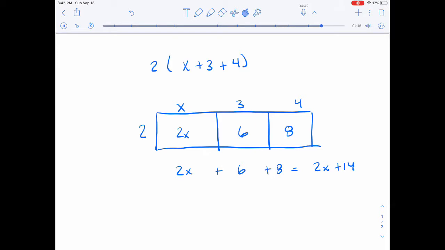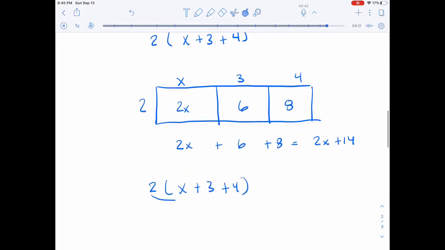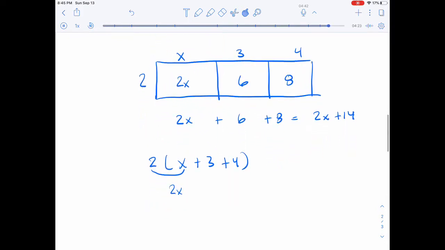Using the distributive property, we can distribute the 2 to the x to get 2x, distribute the 2 to the 3 to get 6, distribute the 2 to the 4 to get a product of 8. Simplifying our expression by adding like terms becomes 2x plus 14.